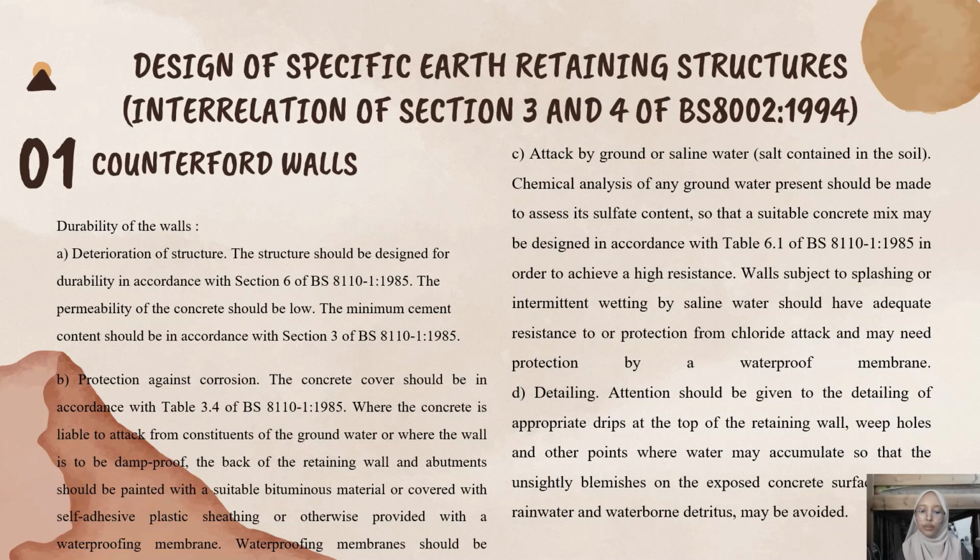For the D part, which is detailing, attention should be given to detailing of appropriate drips at the top of the retaining wall, weep holes, and other points where water may accumulate, so that the unsightly blemish on the exposed concrete surface due to rainwater and waterborne detritus may be avoided.